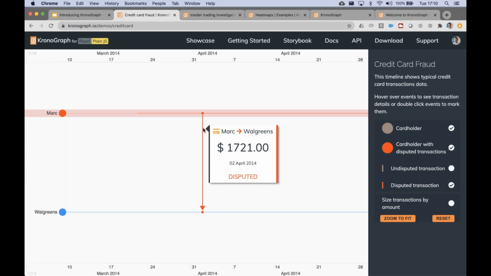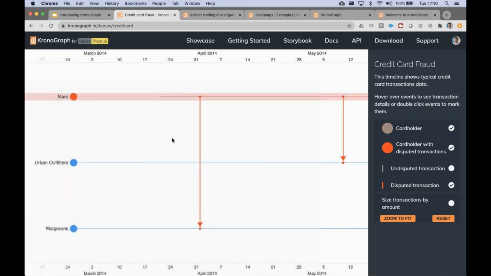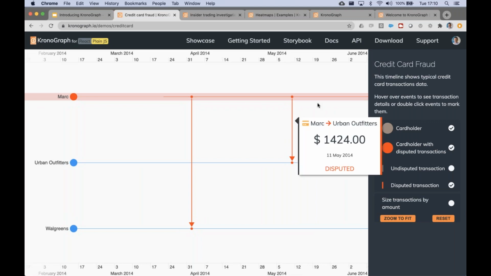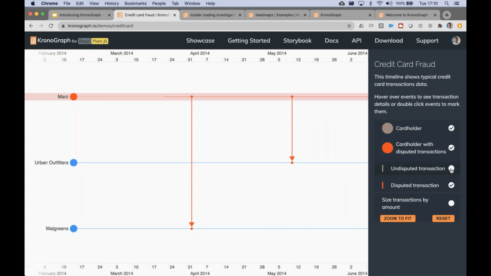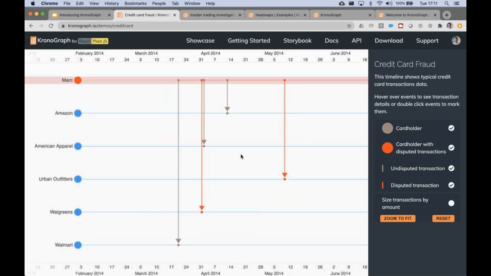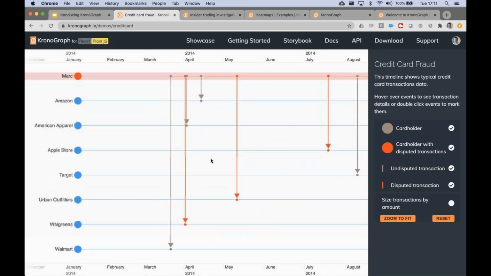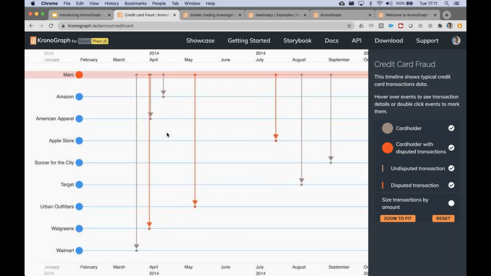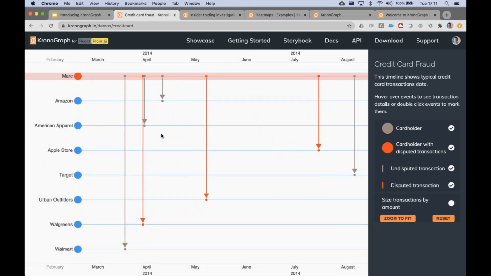So once we start loading multiple events, that's when things get interesting. If I just zoom out here, we can see some other events going on Mark's timeline, another disputed transaction here. And if I filter in all of Mark's normal day-to-day credit card usage, we see even more data appearing. And as you can see, KronoGraph is adapting to the data that we're loading in, and it's nicely animating between states.